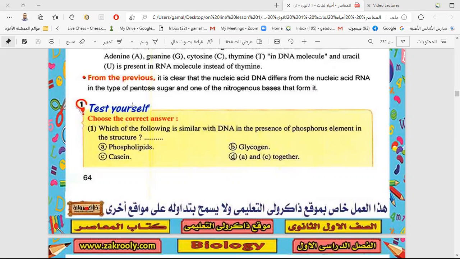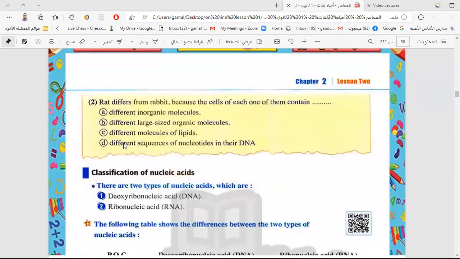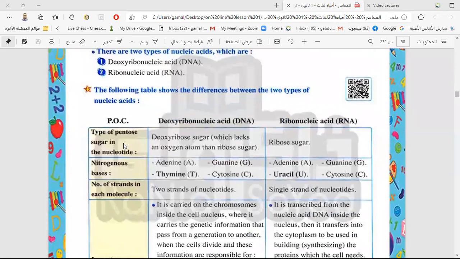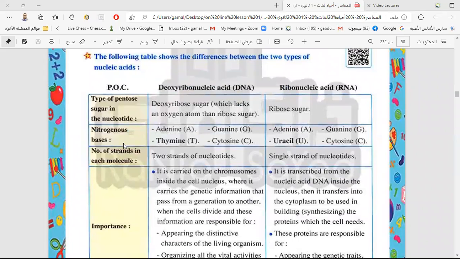Let's move. We have here the comparison between DNA and RNA. The nitrogenous bases.